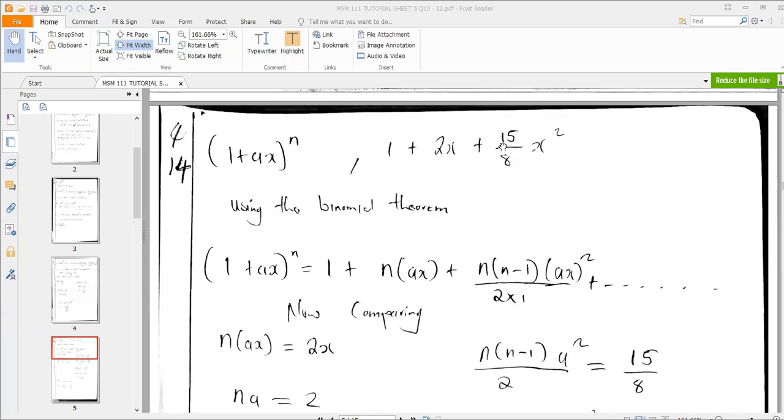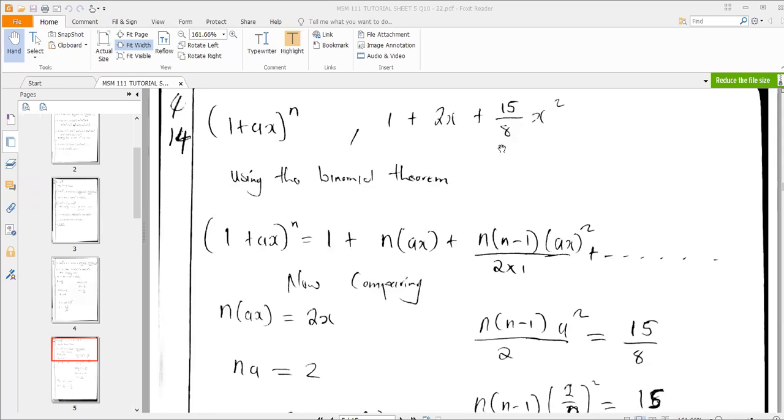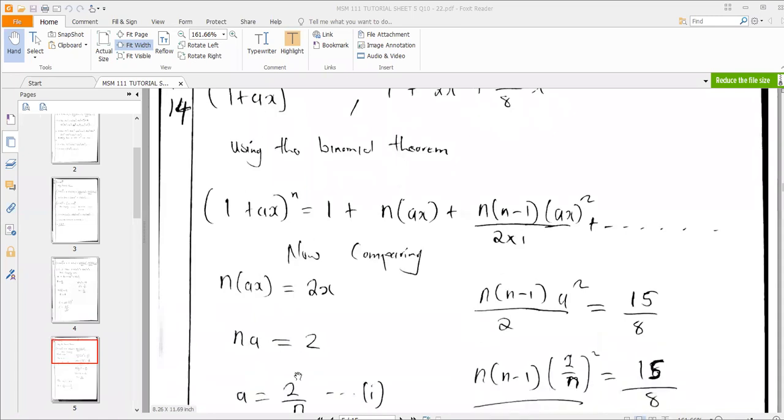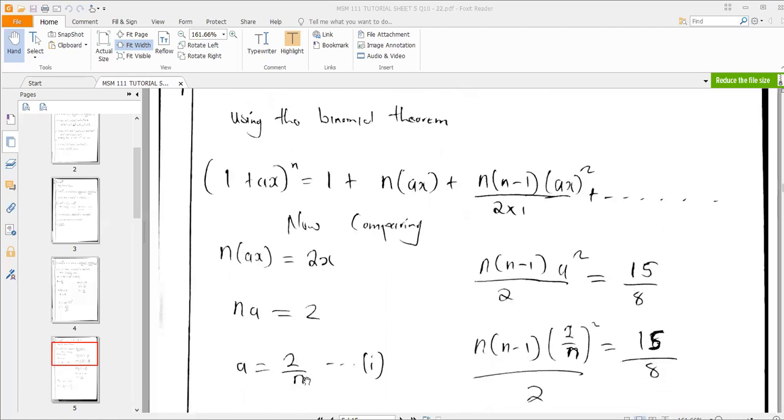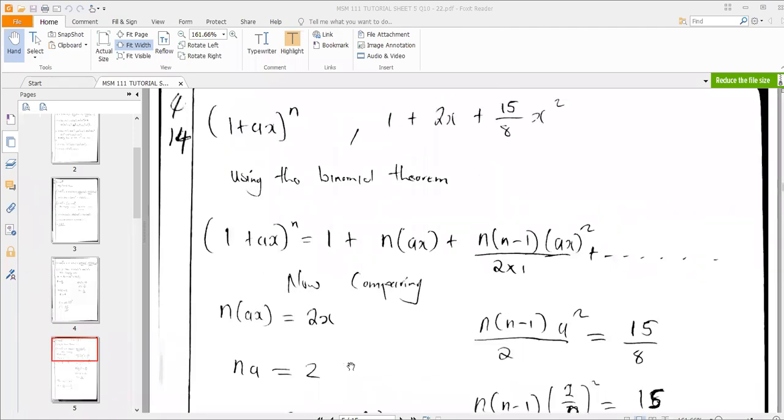I think it's there in your Toro sheet. So we have where there's x here, the coefficient for this guy is just 2x, isn't it? So we compare this guy and that guy here, which has x to the power 1, right? So we have nax equals 2x, isn't it? So this x can easily go, so remain with na equals 2. So now when you divide by n, we have a equals 2 over n. This will be like your first equation, isn't it? Your first part.